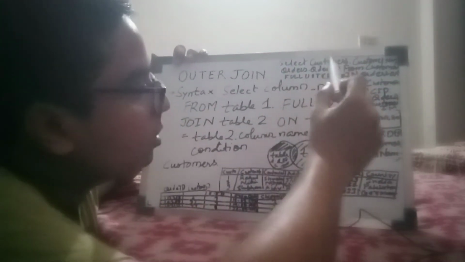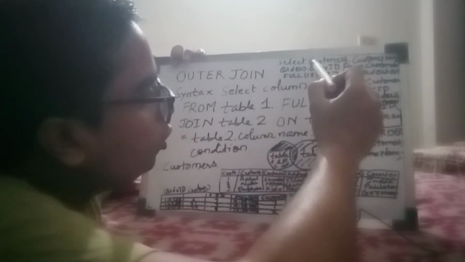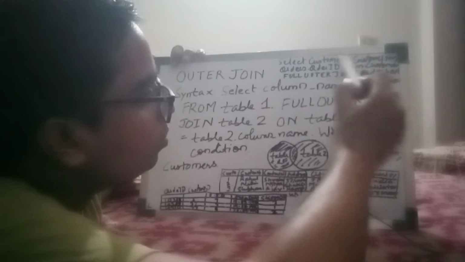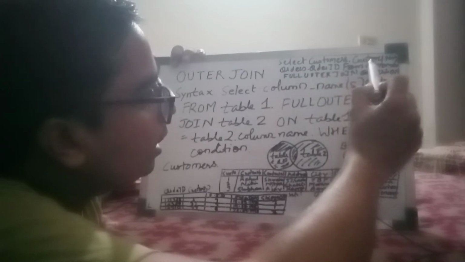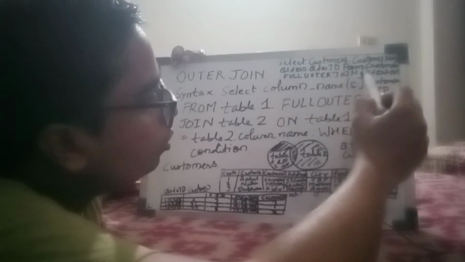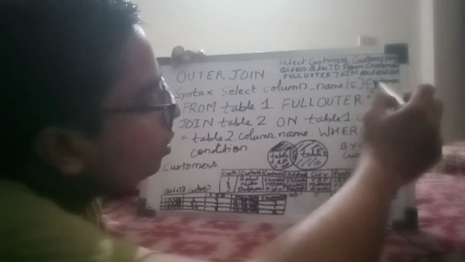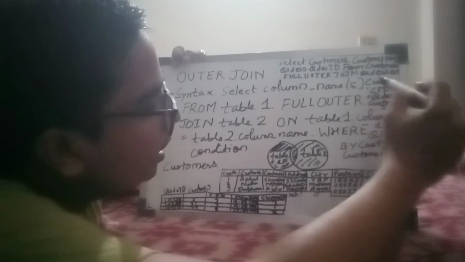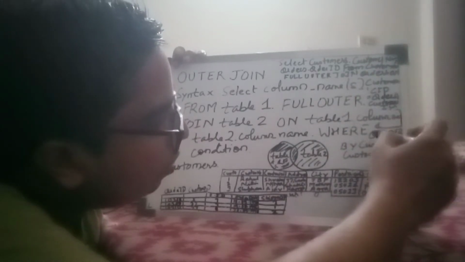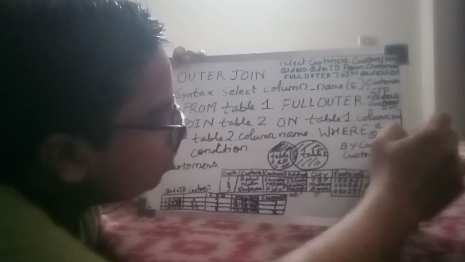Suppose you write this customers full outer join query: select customers dot customer name, orders dot order ID from customers full outer join orders on customers dot customer ID equals orders dot customer ID, order by customers dot customer name.